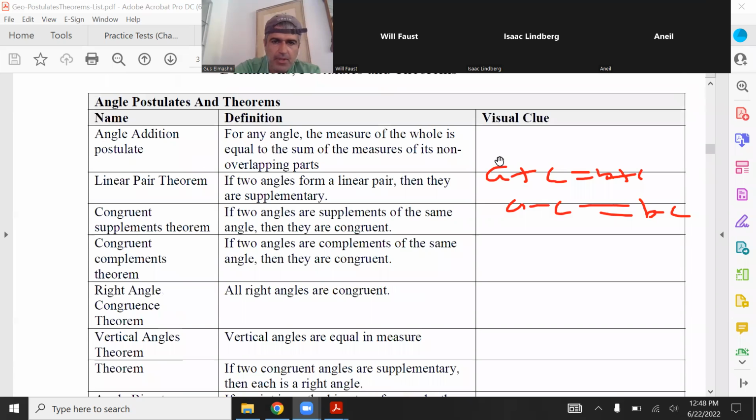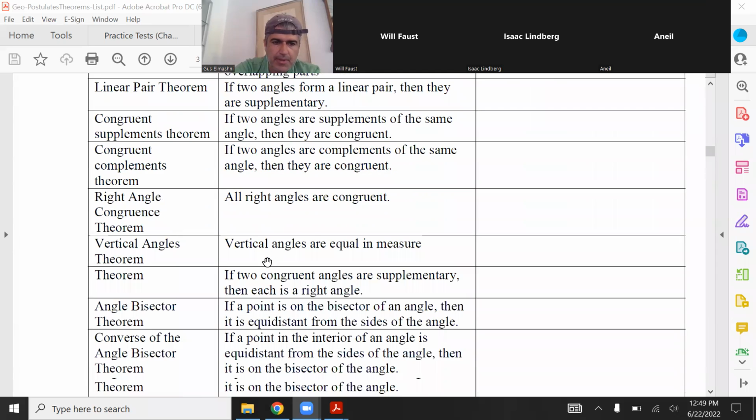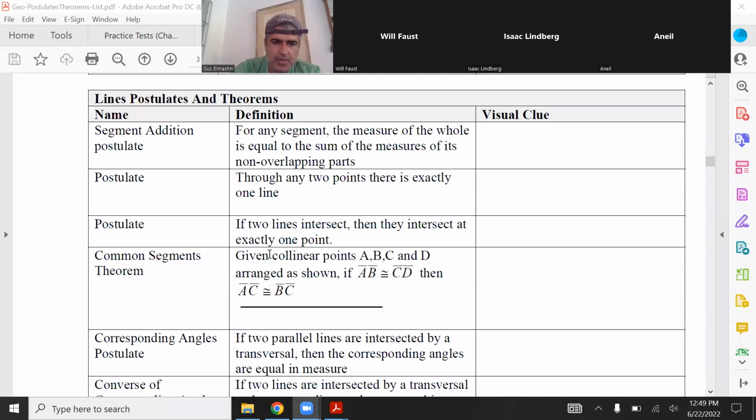Angle addition postulate just means you have two angles that add to one big angle. So I call it like A, B, C, D, angle ABC plus angle CBD, of course, equals angle ABD. Yeah, so a lot of this is kind of repetitive. Same stuff on segments.